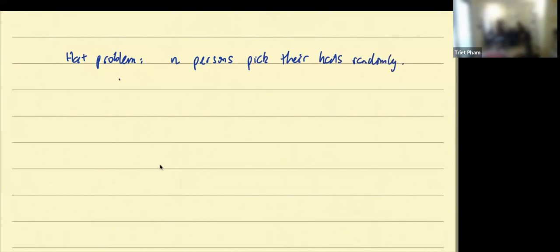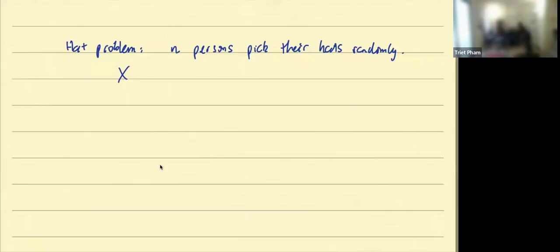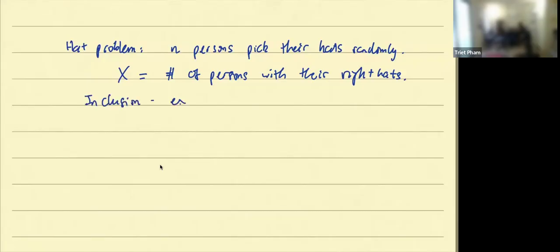Okay. Remember, we let the random variable X, for example, be the number of persons with the right hat. When we dealt with the inclusion-exclusion formula before, in problem set 1, what we did is we found the probability X equals 0, which is an expression.